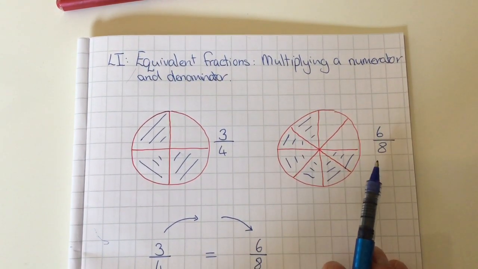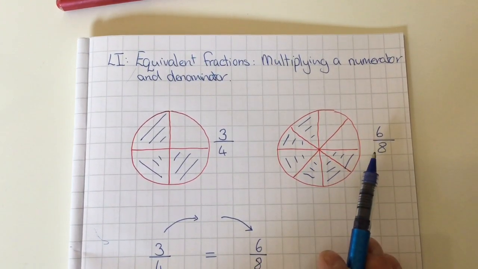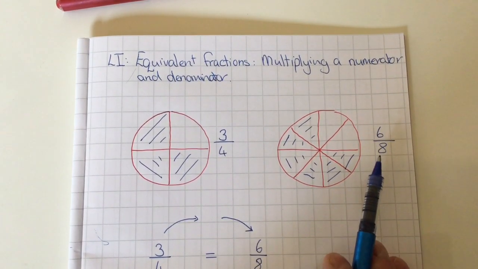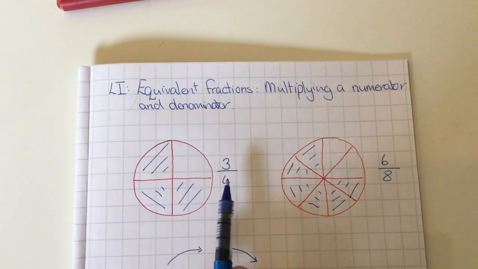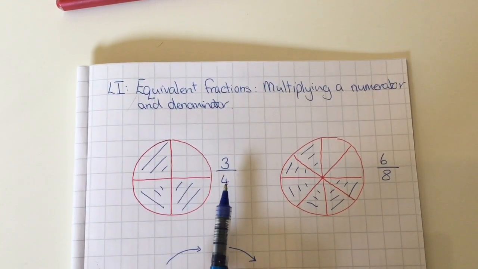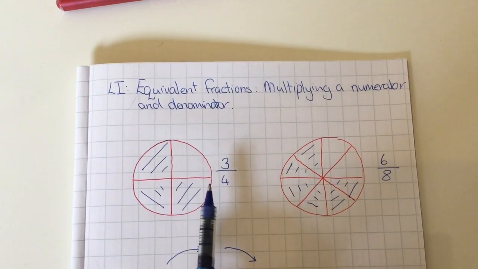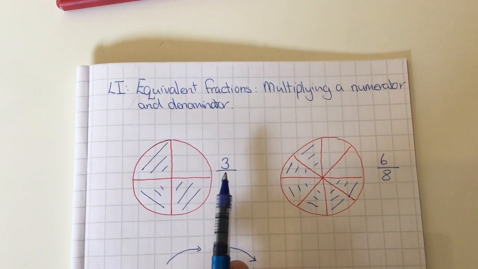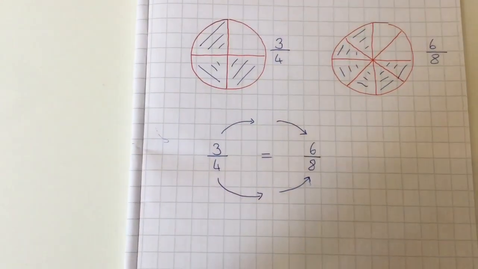We have 6/8. 6 parts are shaded in out of the 8, your numerator is 6, the denominator is 8, 6/8. Now, we're going to take a look at how we can quickly multiply our denominators and multiply our numerators so that we can change between one fraction and another. Even though they are different fractions, we can make them equivalent. So let's take a look.